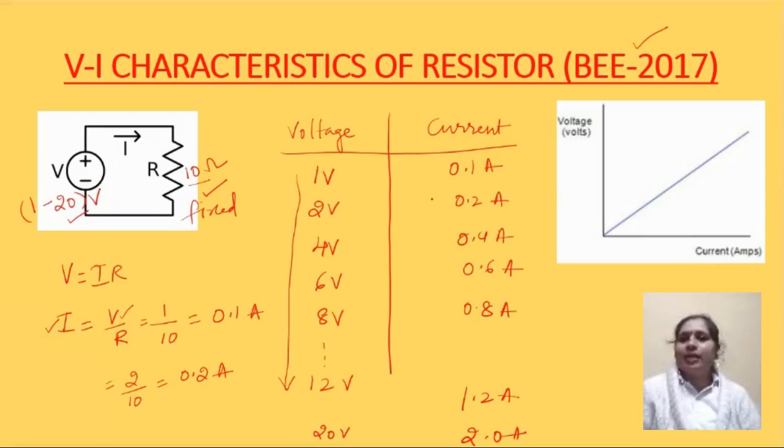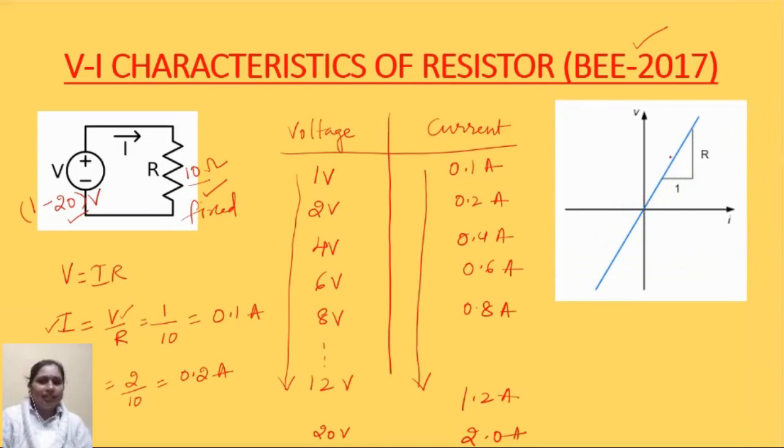What we are observing here is that as the voltage increases from 1 to 20, there is an equal increment in the current, a linear increment from a smaller value to a higher value. That means if we plot a graph between voltage and current, where voltage is taken on the y-axis and current on the x-axis, we will get a linear graph. Here we can observe that the slope of this graph is always equal to the value of the resistance we have taken.